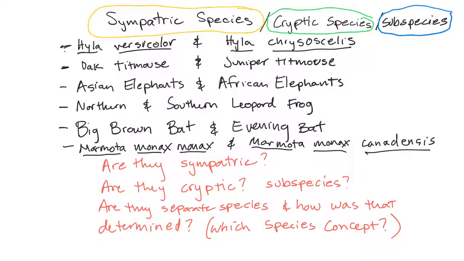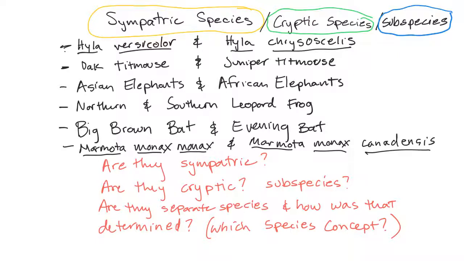Okay, how about the big brown bat and the evening bat? Did you look at it? Yeah, so it is bigger, but they otherwise look pretty much the same. The same color, same fur. They are sympatric, and they are not subspecies. Okay, good. What about the groundhogs?